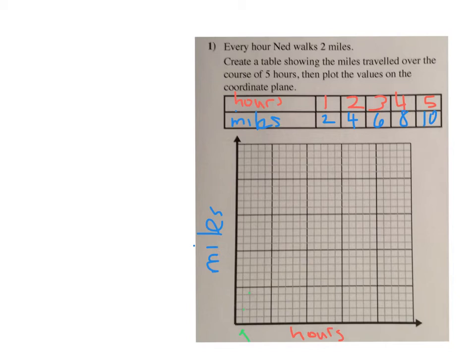Then it's going to be 3 hours, it's going to be 6. And then 4 hours, it's going to be 8. Then 5 hours, it's going to be 10. What you should end up with is a nice straight line, which I should have if I drew this carefully. That's going to look like this. That is how you graph this, because again, for every hour he walks, he goes up by 2 miles. So that's the relationship.